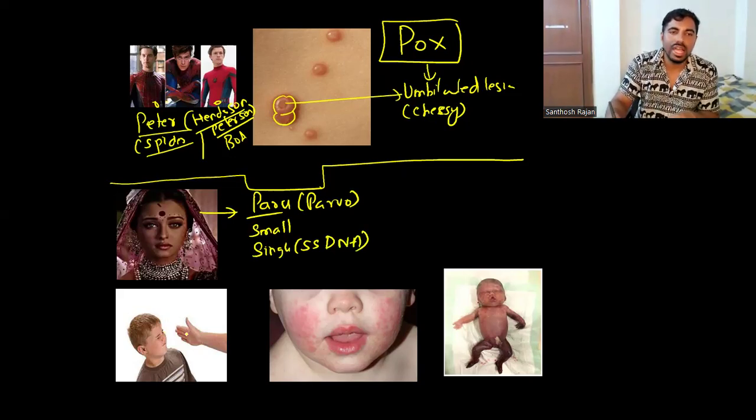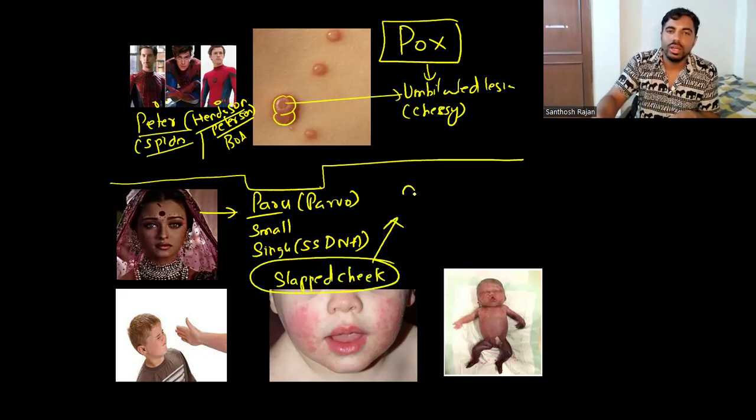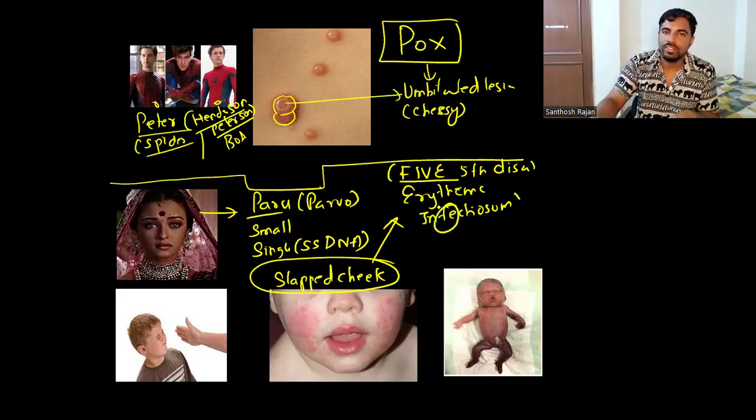So what does she do? She slaps the children with the frustration. So the baby gets slapped cheek appearance. This is also called erythema with 5 fingers. So 5 is fifth day disease, erythema infectiosum. If you forgot, F for 5 is there, F infectiosum. Okay, erythema infectiosum. This will be a question.